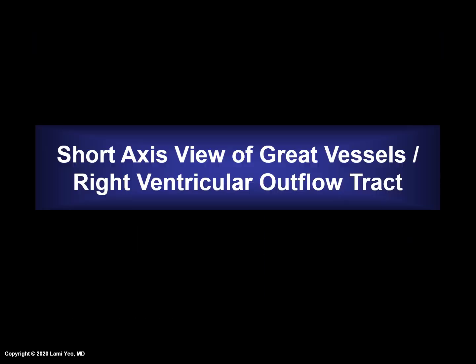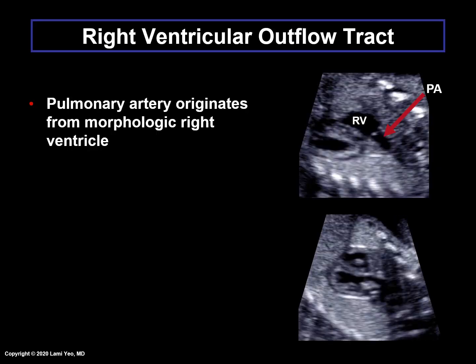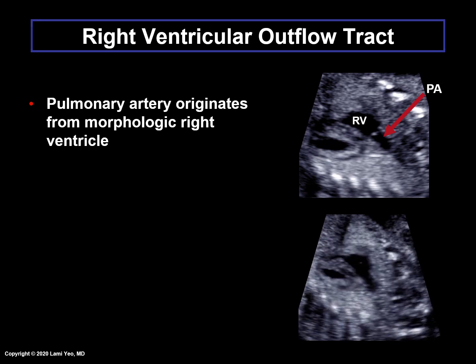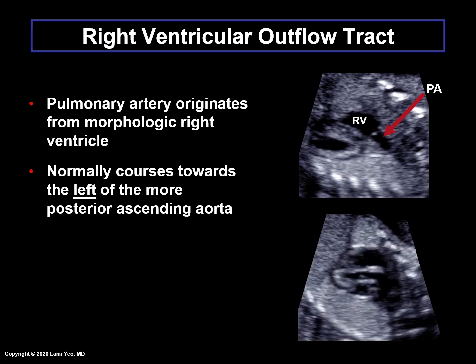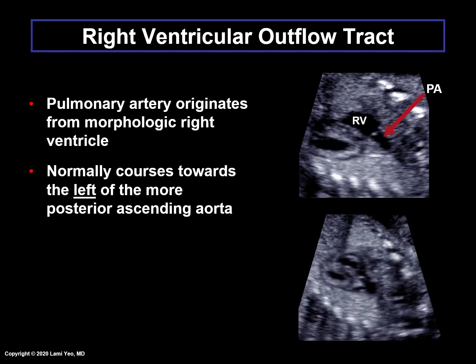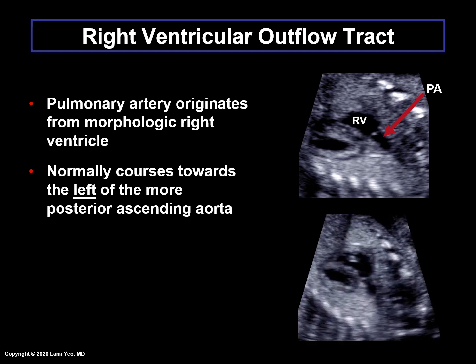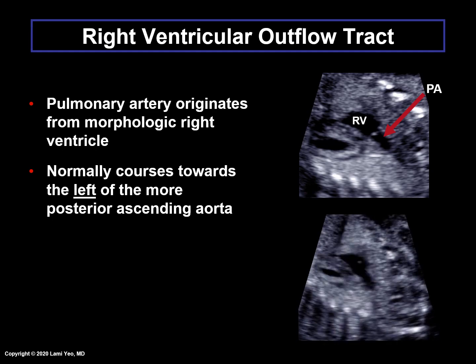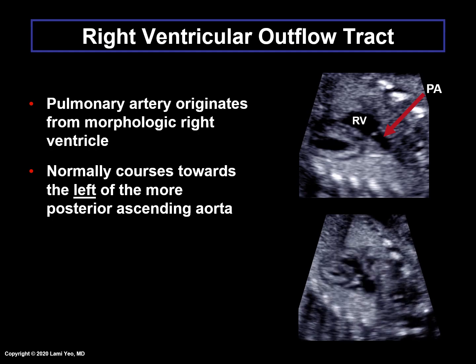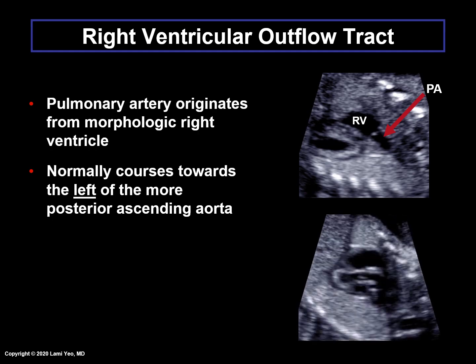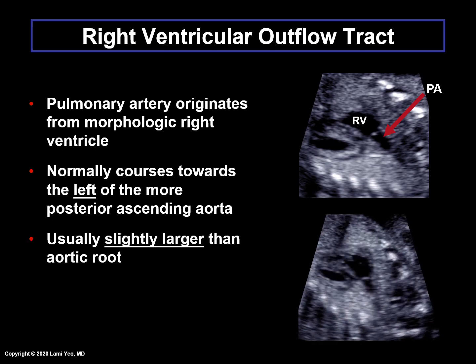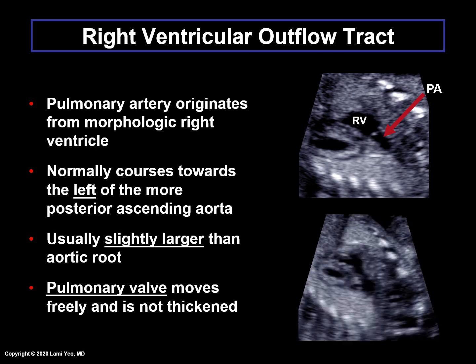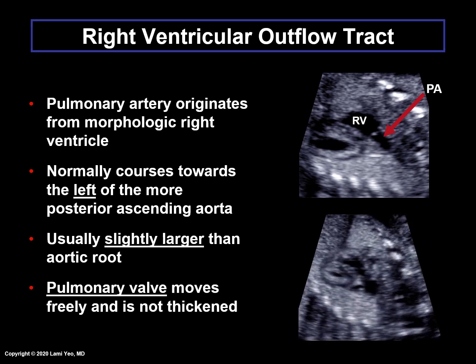Short axis view of the great vessels, right ventricular outflow tract. The pulmonary artery originates from the morphologic right ventricle. It normally courses towards the left of the more posterior ascending aorta and crosses the ascending aorta at almost a right angle as seen in the video clip. This is an important point since transposition of the great vessels shows parallel and not crossing vessels arising from the ventricles. The pulmonary artery is usually slightly larger than the aortic root, and the pulmonary valve moves freely and should not be thickened.